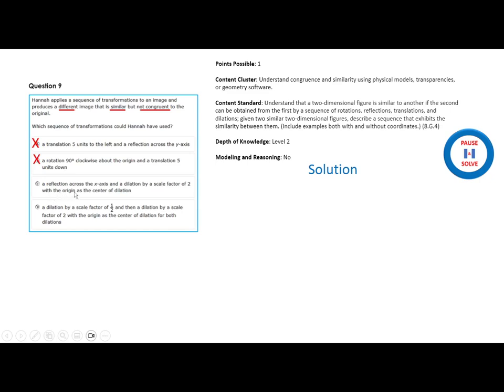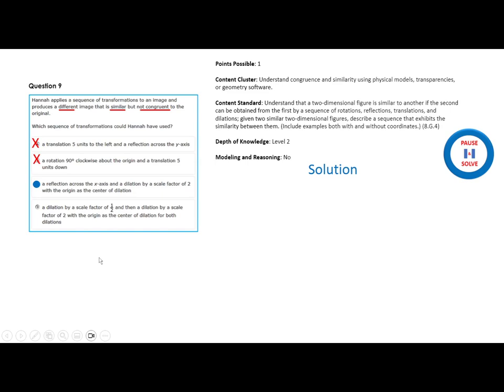Here, a reflection across the x-axis and a dilation. This is the word: dilation. That's when you shrink or expand your figure. A dilation of a scale factor of 2 with the origin as the center of dilation, so that is the answer. Let's look at the last one just to be on the safe side. A dilation by a scale factor of 1/2 and then a dilation by a scale factor of 2. So you undid what you did first. It brings it back to the same.